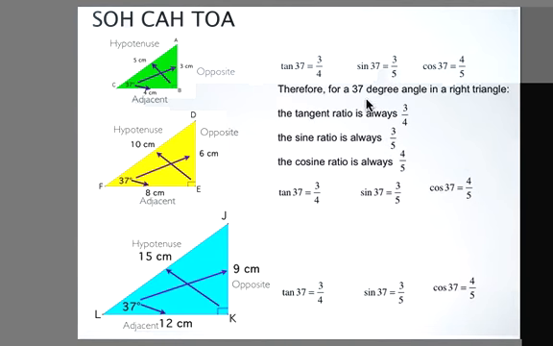say is that in general, for every 37-degree angle in a right triangle, the tangent ratio is always going to be 3 over 4. And we can say this because remember that all right triangles with a 37-degree angle are going to be similar, because they're all going to have a 37-degree angle, a 90-degree angle, as well as a 53-degree angle. So the tangent ratio will always be 3 over 4. The sine ratio will always be 3 over 5. And the cosine ratio will always be 4 over 5.